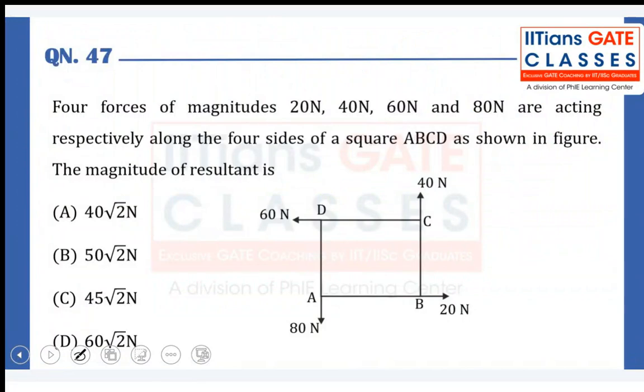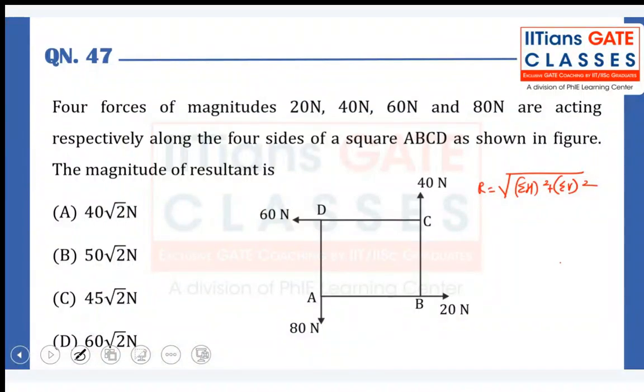This is the last question now. The four forces of magnitude 20 kilonewton, 40 kilonewton, 60 kilonewton, and 80 kilonewton are acting respectively in four sides of a square ABCD, as shown in this figure. The magnitude of the resultant is. We know how to calculate the resultant. The resultant is calculated by summation of all the horizontal forces plus vertical forces.